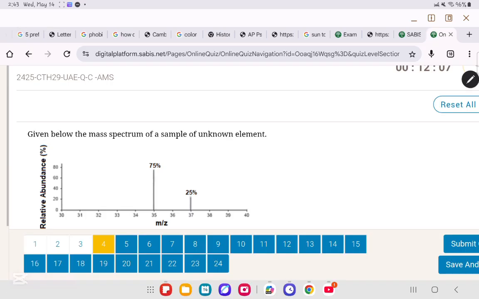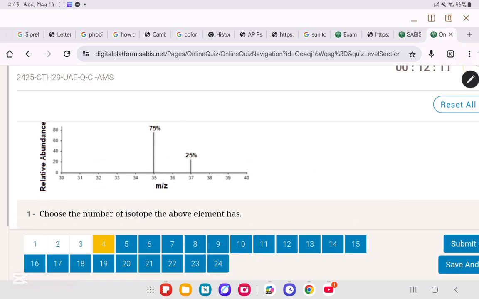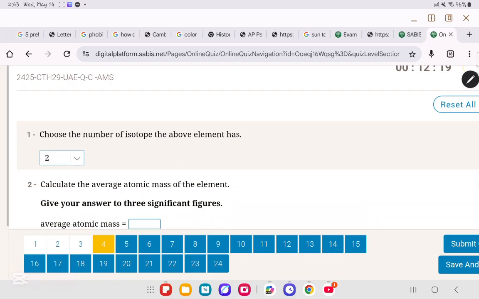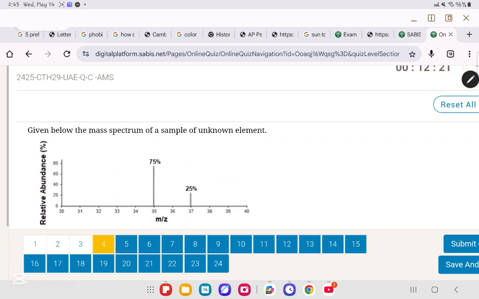In question number 4, it says, given below the mass spectrum of a sample of unknown element, choose the number of isotopes it has. You just look at the percentage. So here you have 1, 2, so it means it has 2 isotopes. Now, the average atomic mass. How do we find the average atomic mass? Very simply, the average atomic mass.